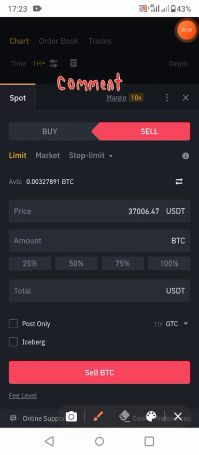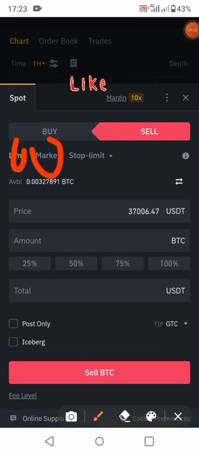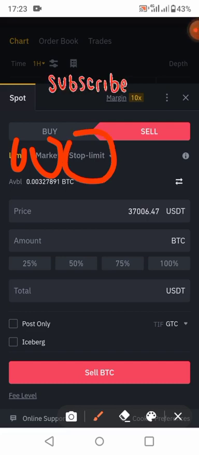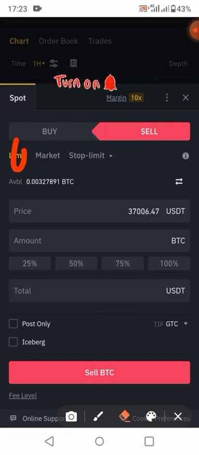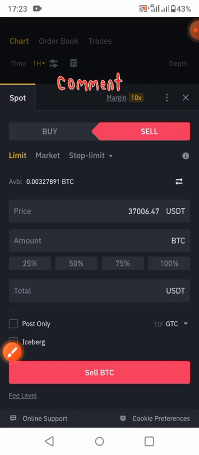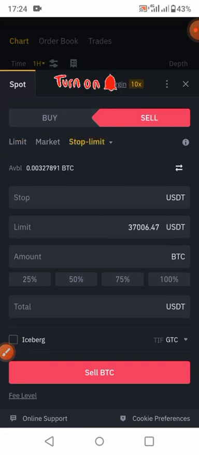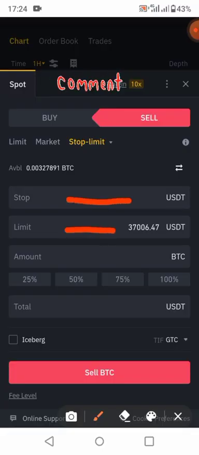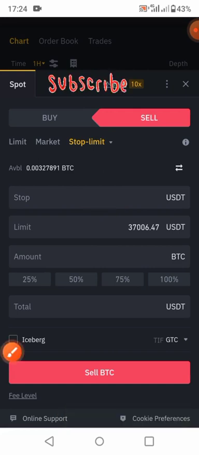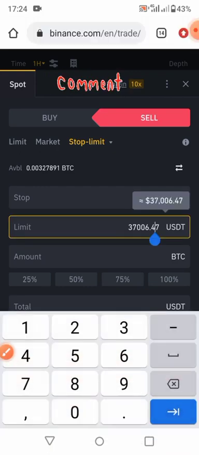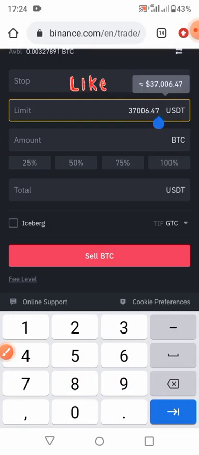Now you will see limit, market, and stop limit. Please check the other video, where I explained all these things. But now we are going to select stop limit. I am selecting stop limit. Now we see here, we see limit and we see stop. These are the two places we are going to input what we want. Here the limit is the amount I want to sell.